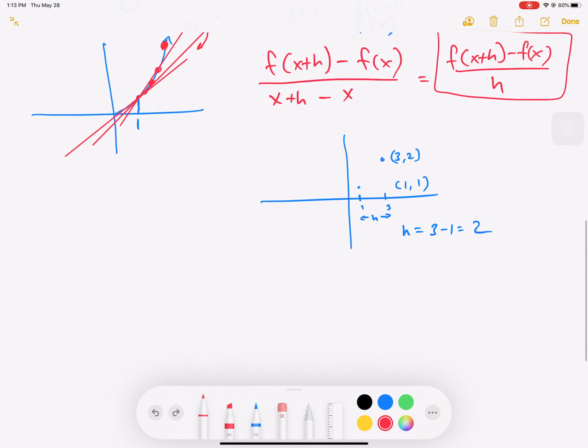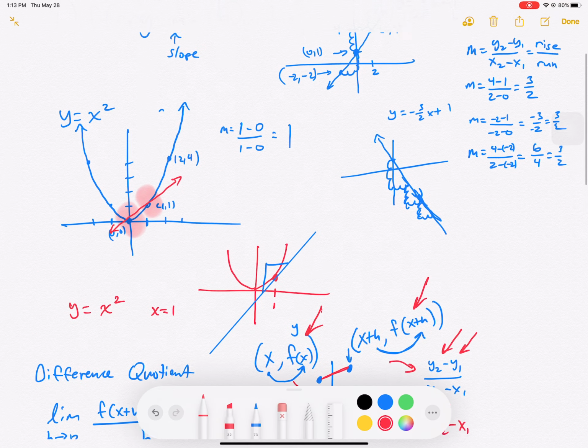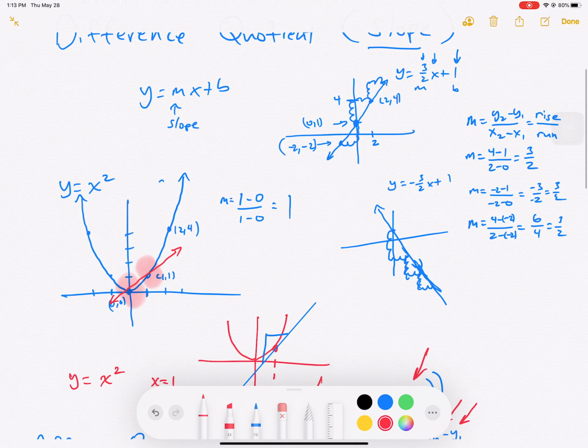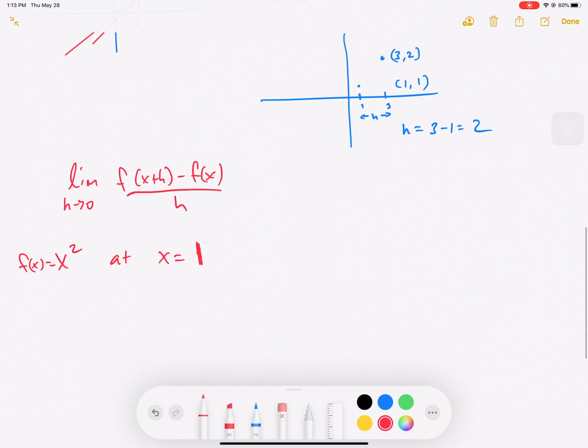So let's go ahead and demonstrate what happens here. The limit as h approaches 0 of f of x plus h minus f of x all over h, applied to this function, f of x equals x squared, at x equals 1. And that was our initial question. What was our slope going to be? What's our slope going to be, right? We started right here. What was our slope going to be at x equals 1?